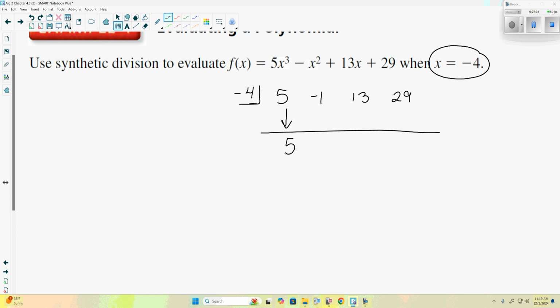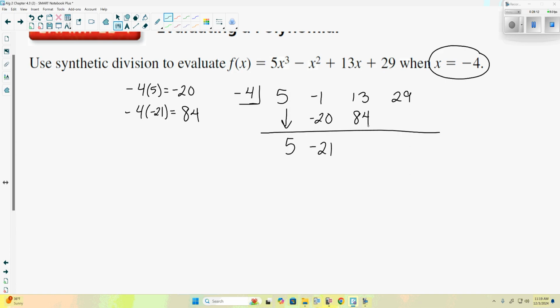Questions on this so far? Negative 4 times 5 is negative 20. We put it under our next one and add straight down. Negative 1 plus negative 20 is negative 21. Negative 4 times negative 21: negative and negative is going to make it positive.